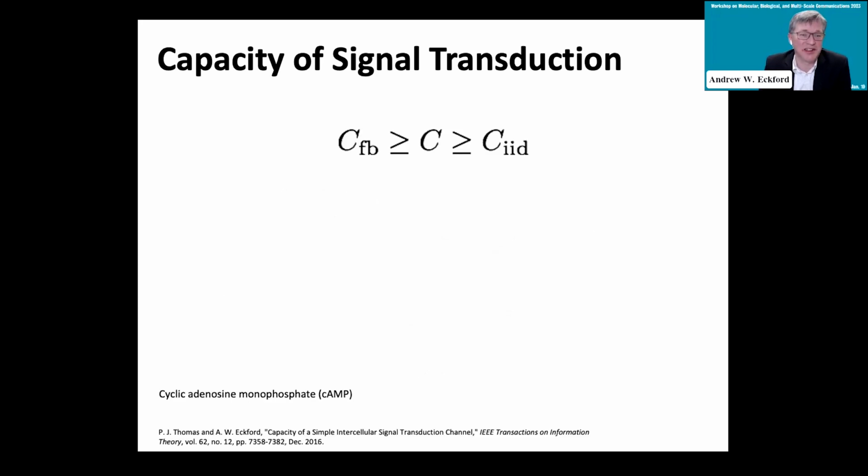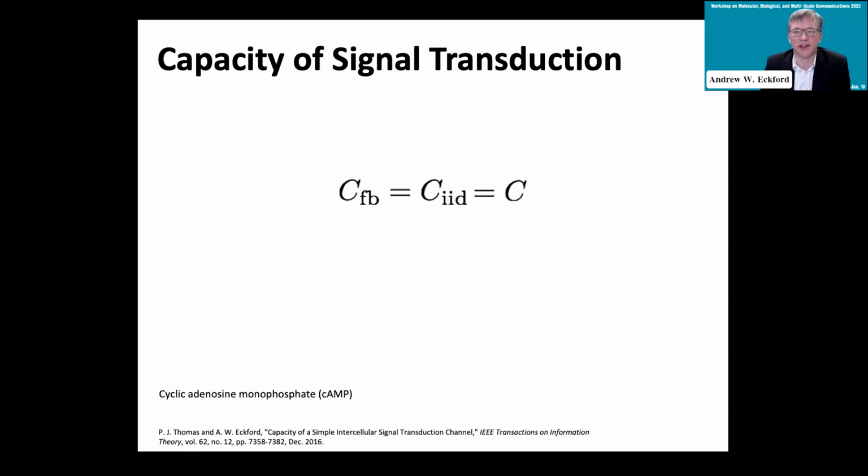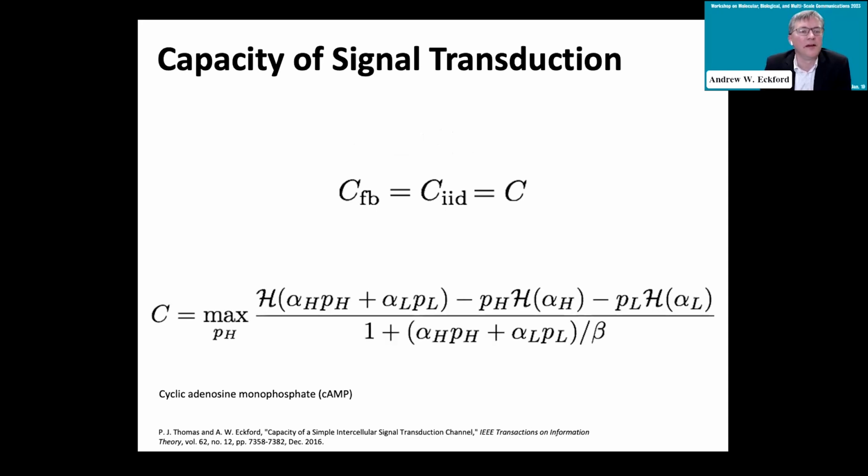This implies that the feedback capacity is achieved by an IID input distribution, which means that the feedback capacity is the IID input distribution. And given the sandwiching at the top there, this means that the capacity, which is sandwiched between the two, must be equal to both. So that's the very quick proof of the theorem that the input capacity achieving distribution is IID for signal transduction.